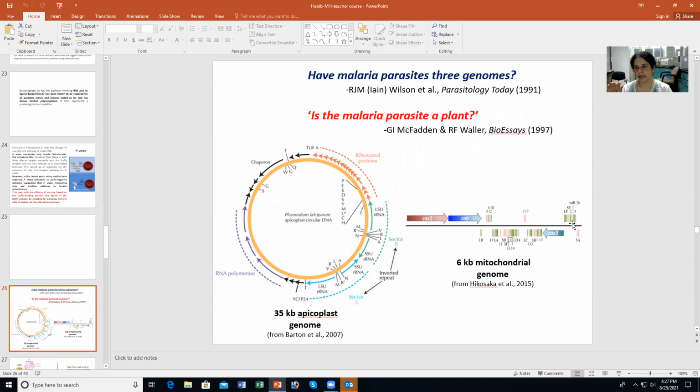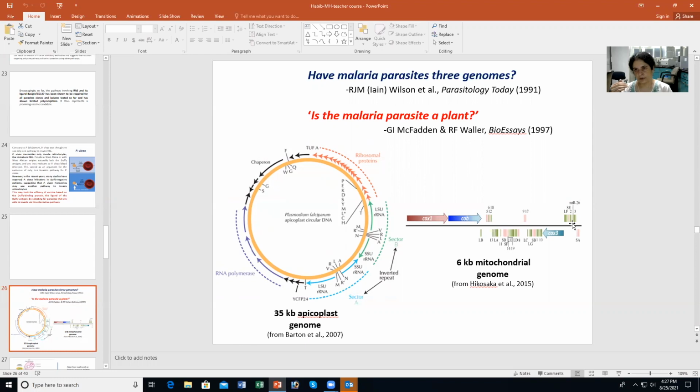So in 1991, Professor R.J. Meyer Nilsson's group and his collaborators were looking at the parasite genome. The genome had not been sequenced at the time, so the sequence was not known. So they were trying to isolate the genome. And when they did pulse-field gel electrophoresis, they found that there was the main nuclear DNA with 14 chromosomes, and in addition, there was another genome.